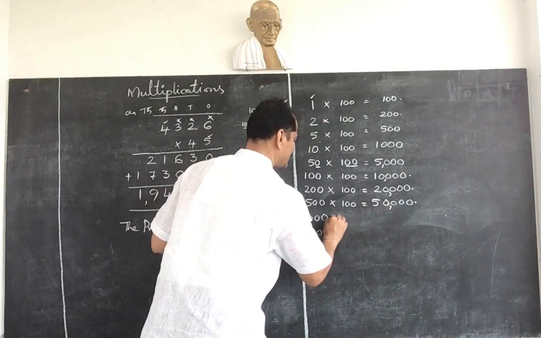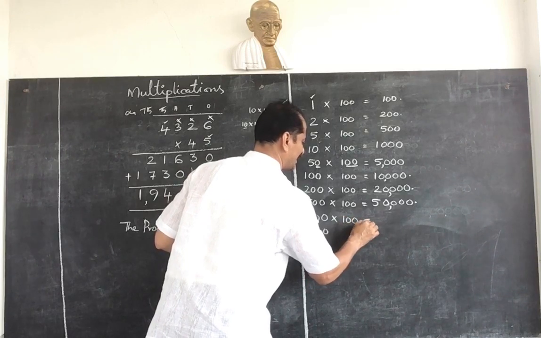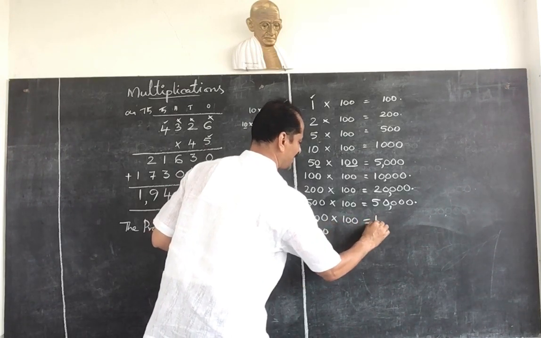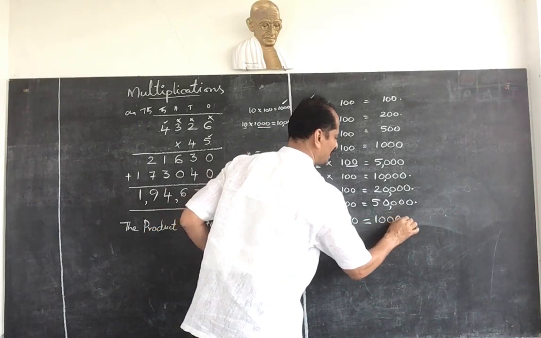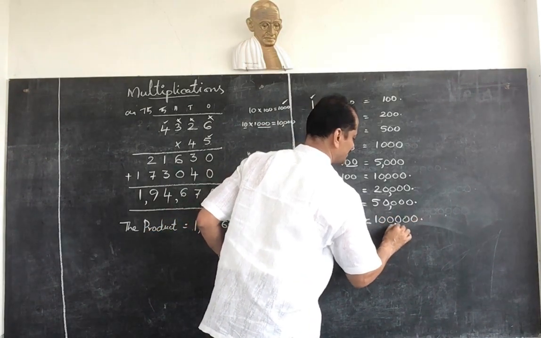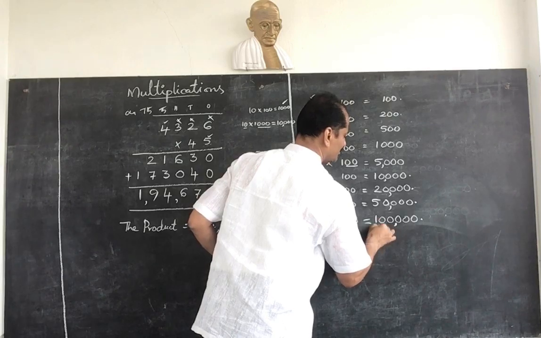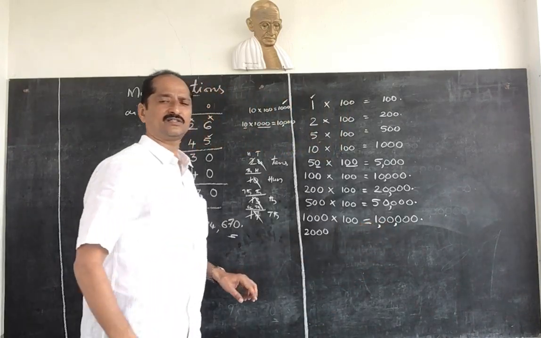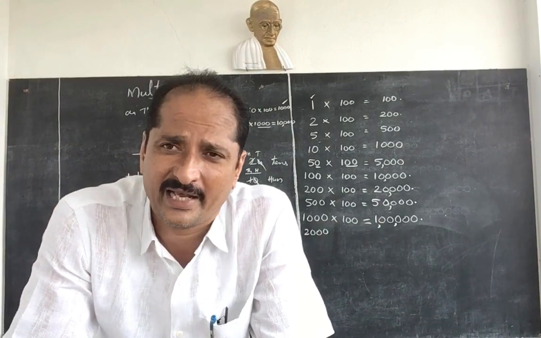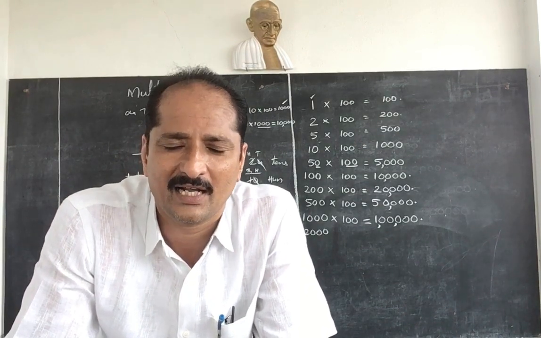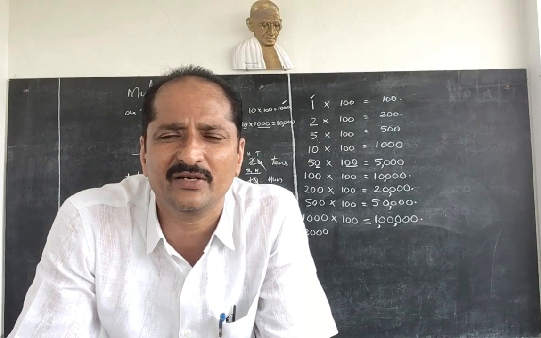Next, 1000 rupees into 100. 1000 into 100. 1 1s are 1. Afterwards 3 zeros plus 2 zeros, 5 zeros. 1, 2, 3, 4, 5 zeros. Then what is its value? Units, thousands, lakhs, 1 lakh. So if we have a 1000 rupee bundle, what will its value be? It will be 1 lakh. If we have a 1000 rupee bundle, it is 1 lakh.